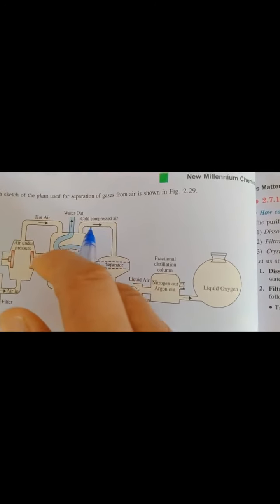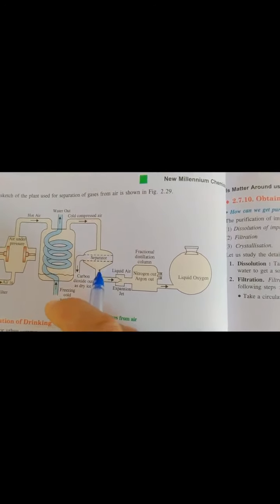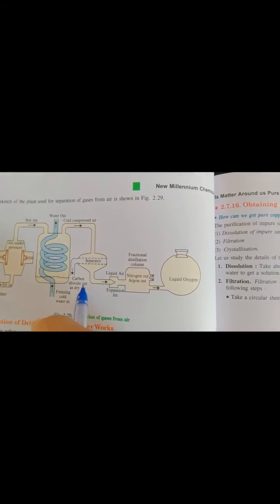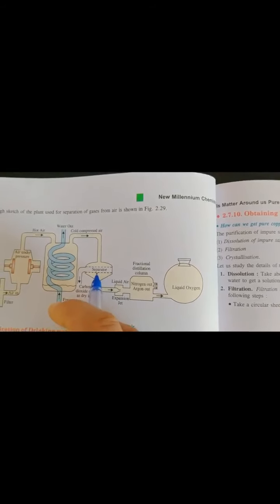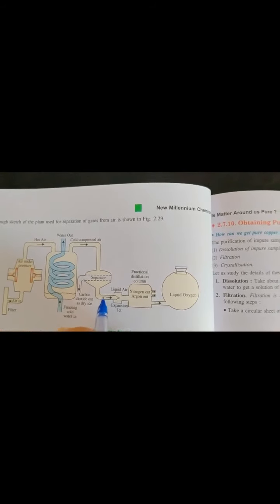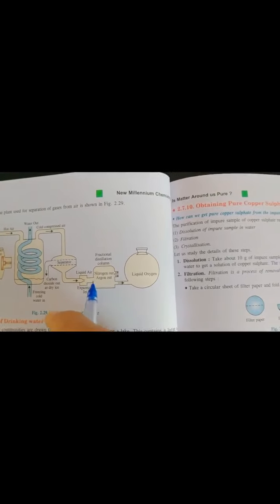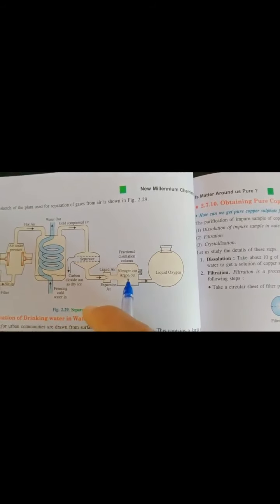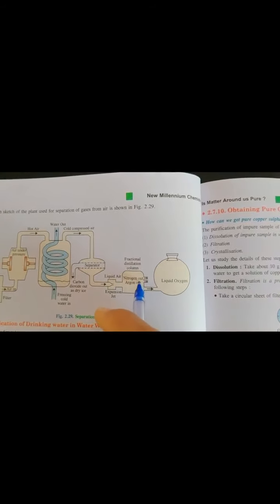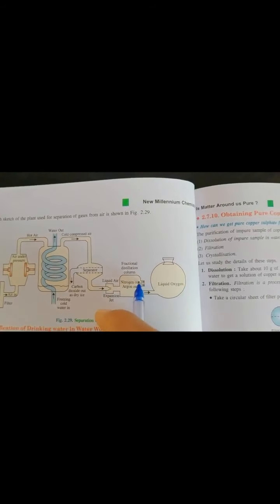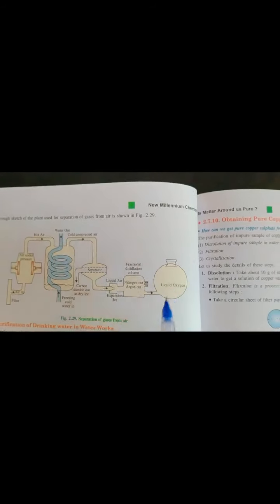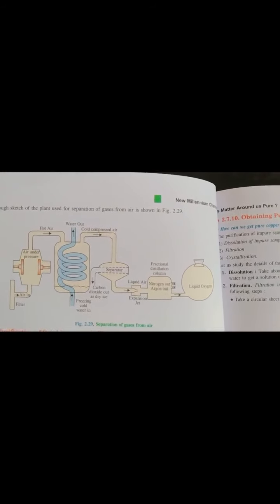This cold compressed air will go to the separator, and in the separator, carbon dioxide, known as dry ice, will separate out and solidify. The next part, the liquid air, will go to the next chamber. This symbolic presentation is the fractional distillation column, and here we apply different temperatures. Nitrogen will come out, here argon will come out, and the remaining amount of oxygen can be collected. So separation of air can be done by this experiment.